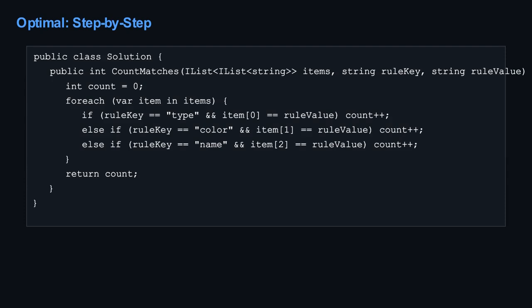For the first item, phone, blue, pixel, we check the element at index 1, which is blue. Blue does not equal silver, so count remains 0. For the second item, computer, silver, Lenovo, we check index 1, which is silver. Silver equals silver, so count increments to 1. Finally, for phone, gold, iPhone, we check index 1, which is gold. Gold does not equal silver. After iterating through all items, our final count is 1. This is correct because only the computer item has a silver color, matching our rule. This approach effectively streamlines the matching process.